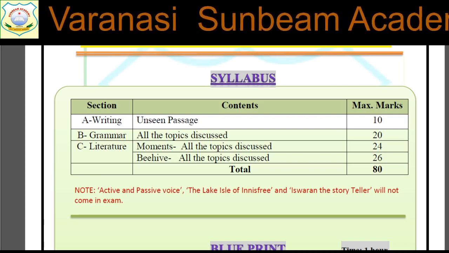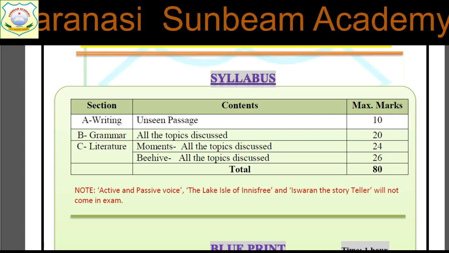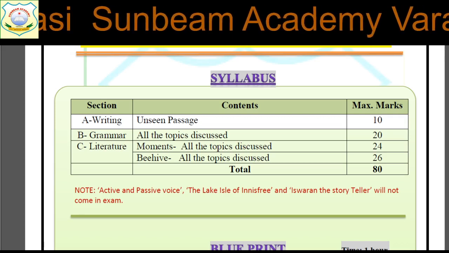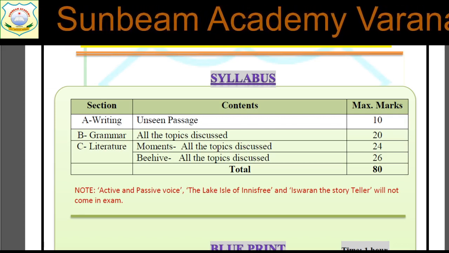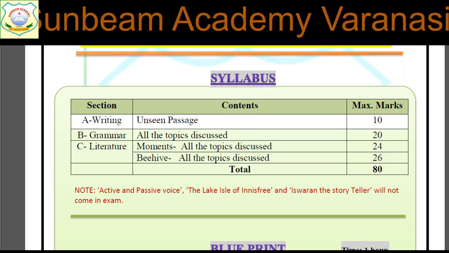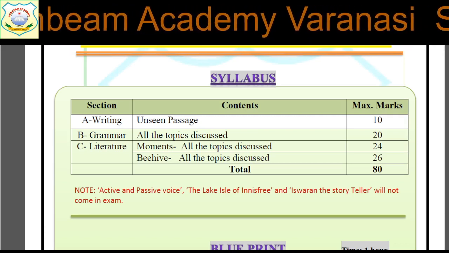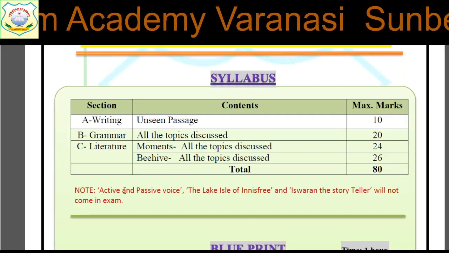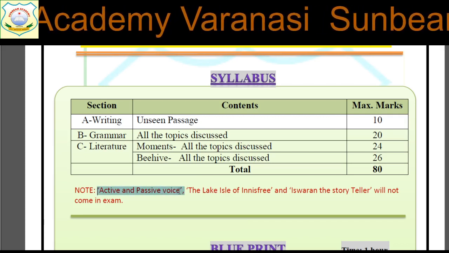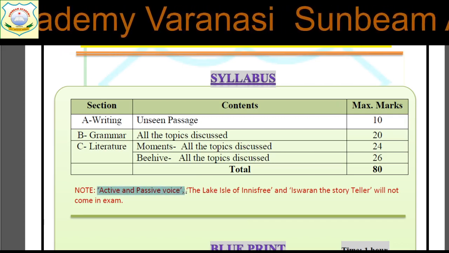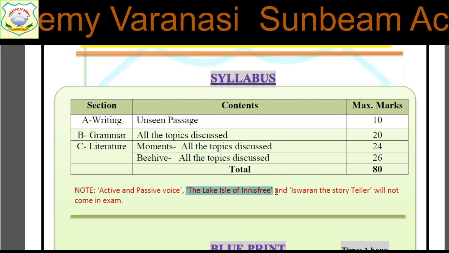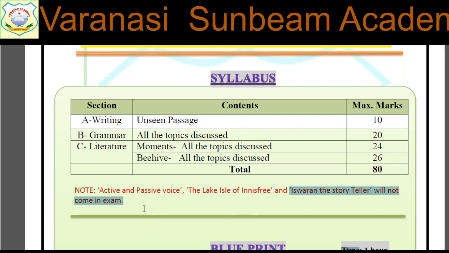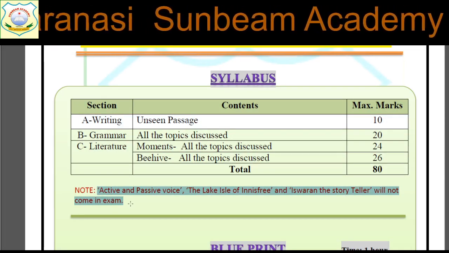And in literature, children, Moments, all topics that we have discussed, and Beehive, all topics that we have discussed. Children, in section B, grammar, there will be questions for 20 marks. In Moments, there will be questions for 24 marks. And in Beehive, there will be questions for 26 marks. Here it is shown that active voice in grammar, The Lake Isle of Innisfree in literature, and The Lake and Ishwaran the Storyteller will not come in the exam. These are the three things which shall not come in the exam.